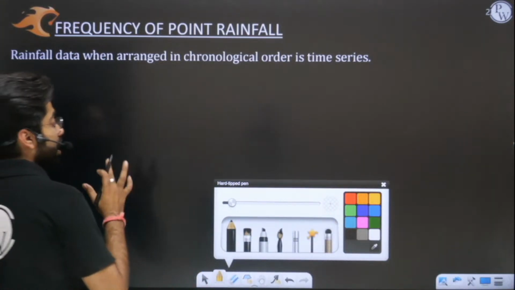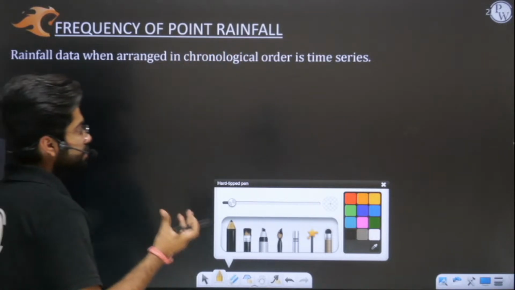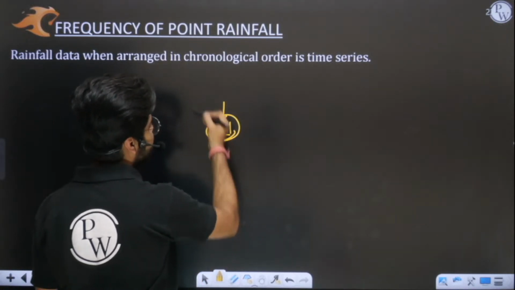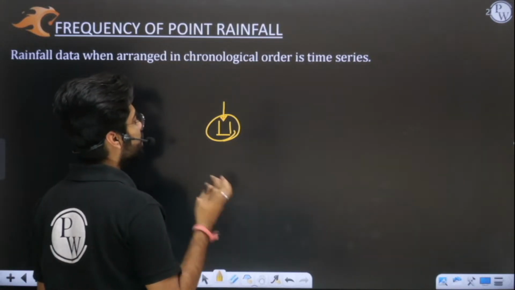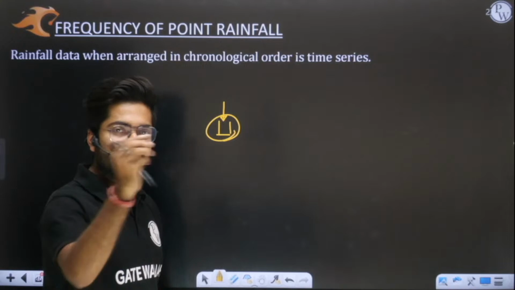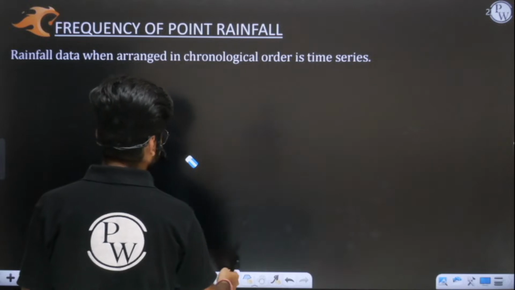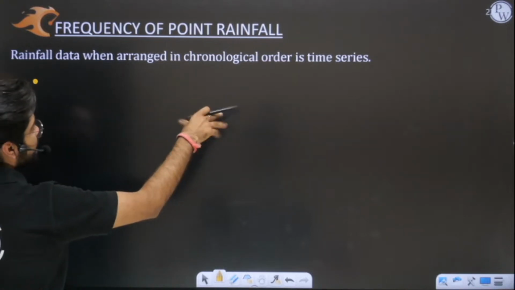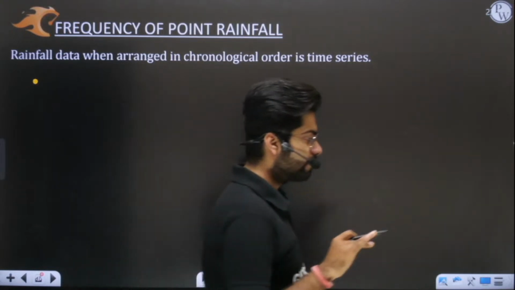One more term you have to understand is point rainfall. Let us say we have a rain gauge station, and the amount of rainfall which this rain gauge is receiving or recording is known as point rainfall. Simply, rainfall at any station, at any rain gauge, is your point rainfall. Let me write it here so that you do not forget this important point. So what is time series? Time series is nothing but data, chronologically, year wise.